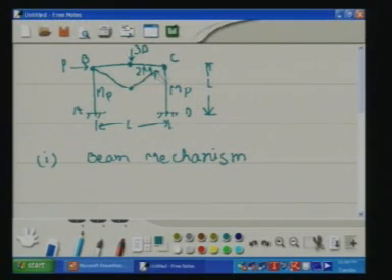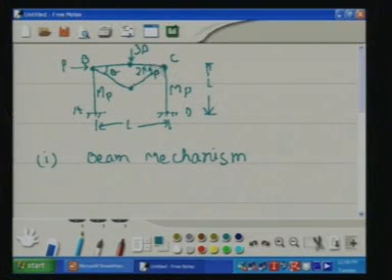The mechanism will be like this. If this angle is theta, this angle also will be equal to theta, and this angle will be equal to 2 theta. So, let us calculate the value of external virtual work done and internal virtual work done in this case.